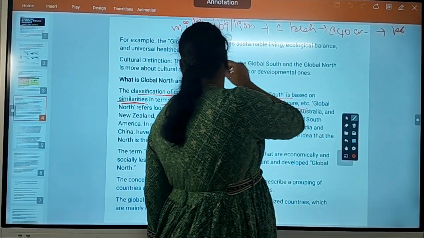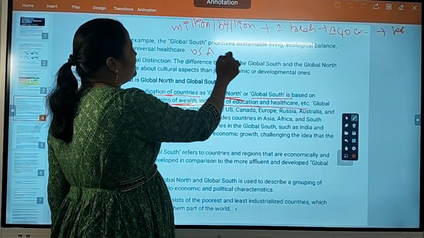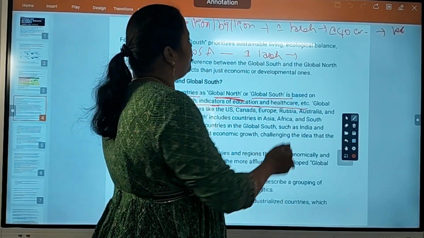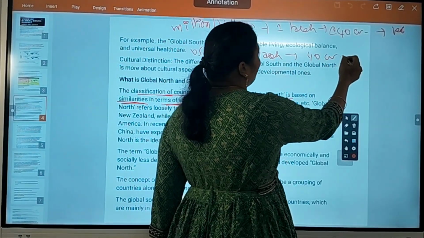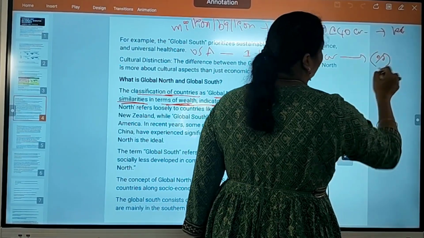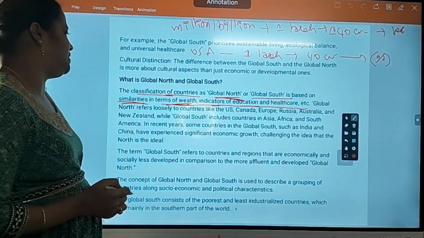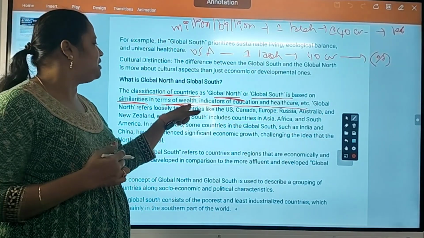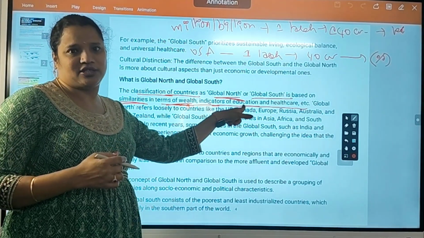But in USA, the same 1 lakh millionaires, billionaires are there, but the population is low, like 40 crores, then the percentage will grow. Okay, like that it happens. So, the global south term came from wealth, indicators of education also, how much.